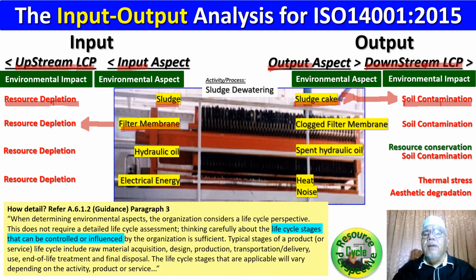And the clogged filter membrane goes, as scheduled waste, to a secure landfill. And hydraulic oil is from oil, as you know, so more demand for hydraulic oil means more demand for fossil fuel, and resource depletion will be the interaction with the environment. And spent hydraulic oil somehow in this country, which is good news at least, is being recycled. So I would say it's more into resource conservation. This is my number one favorite, resource conservation.